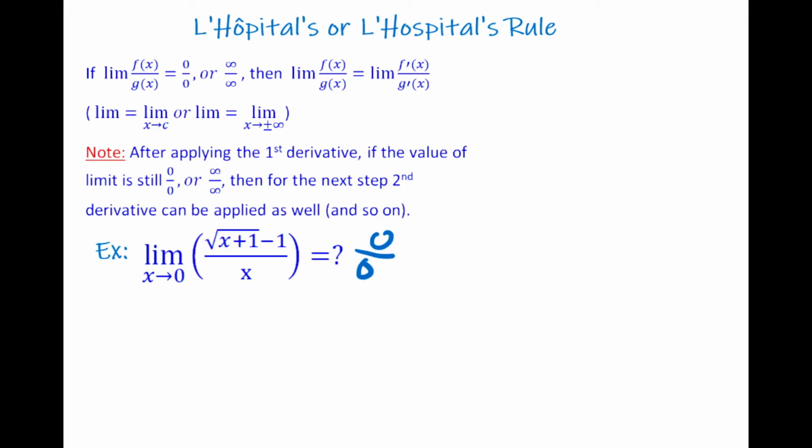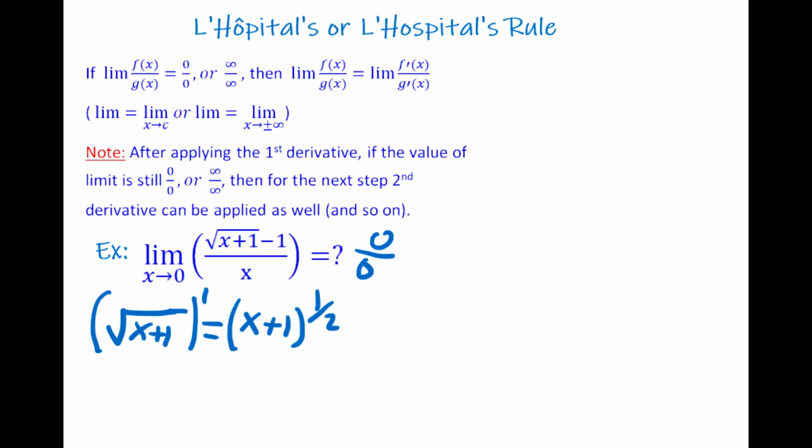So once you apply L'Hopital's rule, we need to know how to take the derivative of a square root, by the way. So let's say we have the square root of x plus 1. How can we take the derivative of this? Let me write it one more time. This is going to be equal to x plus 1 to the power of 1 divided by 2, right? And we are trying to take the derivative of this.